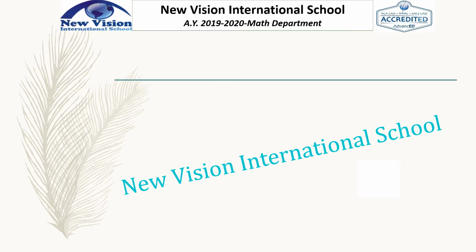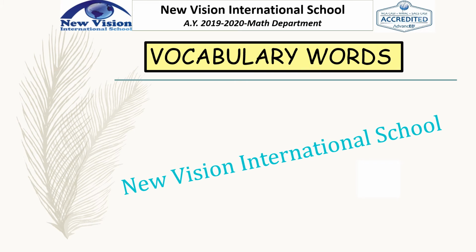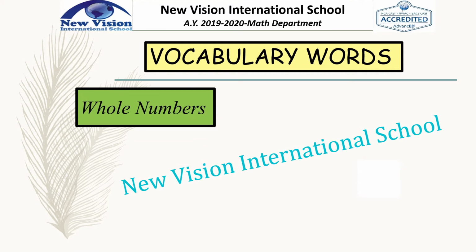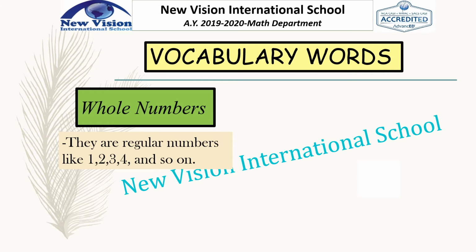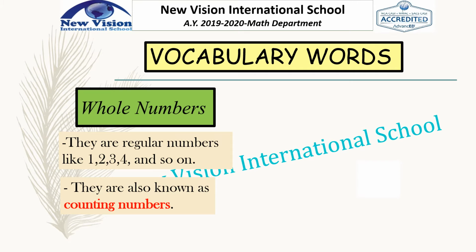Okay, now let us have first the vocabulary words that you might be using for this lesson. First, let's have whole numbers. What are whole numbers? They are regular numbers like 1, 2, 3, 4, and so on. They are also known as counting numbers. Repeat after me, whole numbers. Can you say one whole number? Good job.